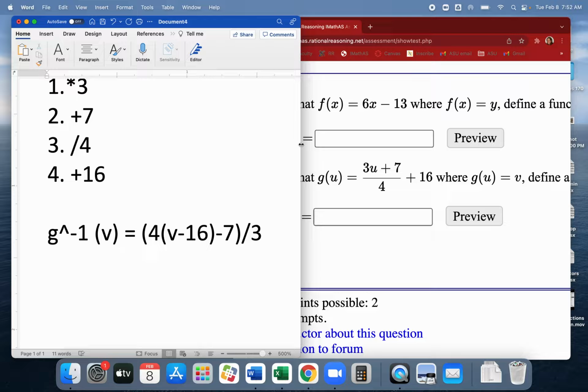Sometimes in advanced math books, just to distinguish that, they'll use some random symbol there, so that we don't worry about what the letter is and just focus on the structure of the function. It's kind of a weird practice, but in any case, g inverse of v is v minus 16, times 4, subtract 7, divide by 3.